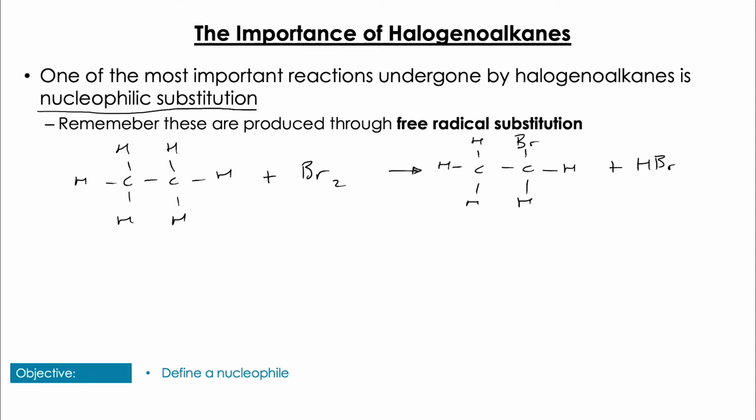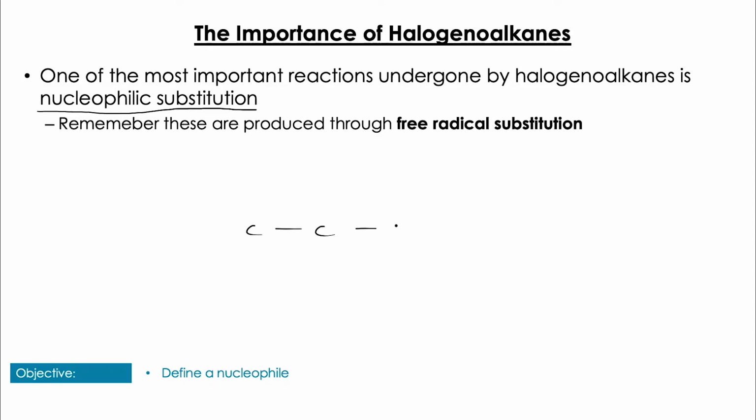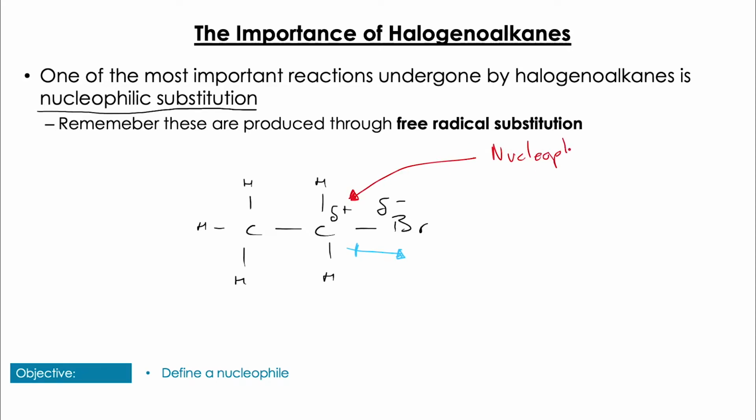But what's going on with nucleophilic substitution? Well, due to the carbon-halogen bond, which is very polar, we end up with a partial positive charge on the carbon and a partial negative charge on the bromine. And this partial positive charge, caused by the shift of electrons towards bromine because it's more electronegative, makes it a site of attack for any potential nucleophiles.